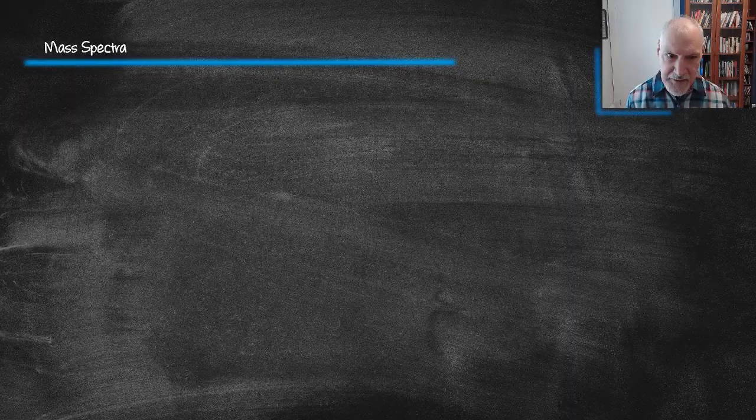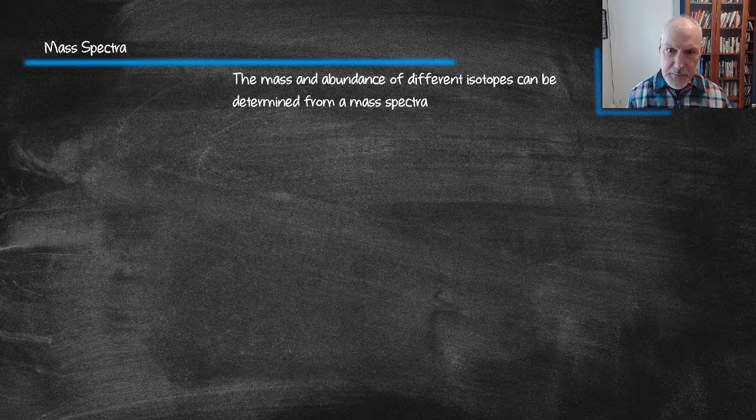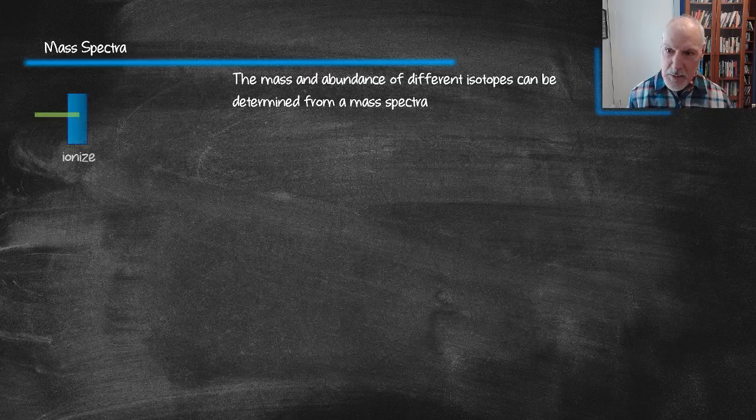This question looks at mass spectra. The mass and abundance of the different isotopes can be determined from a mass spectra. Let's take a look a bit at how it operates. I'm going to begin by explaining a little bit of its operation.